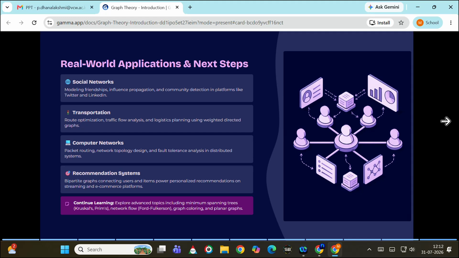Real world applications and next steps. Social networks, modeling friendship, influence, propagation and community detection in platforms like Twitter and LinkedIn. Transportation, route optimization, traffic flow analysis and logistics planning using weighted directed graphs. Computer networks, packet routing, network topology design and fault tolerance analysis in distributed systems. Recommendation systems, bipartite graphs connecting users and items, powering personalized recommendations on streaming and e-commerce platforms.